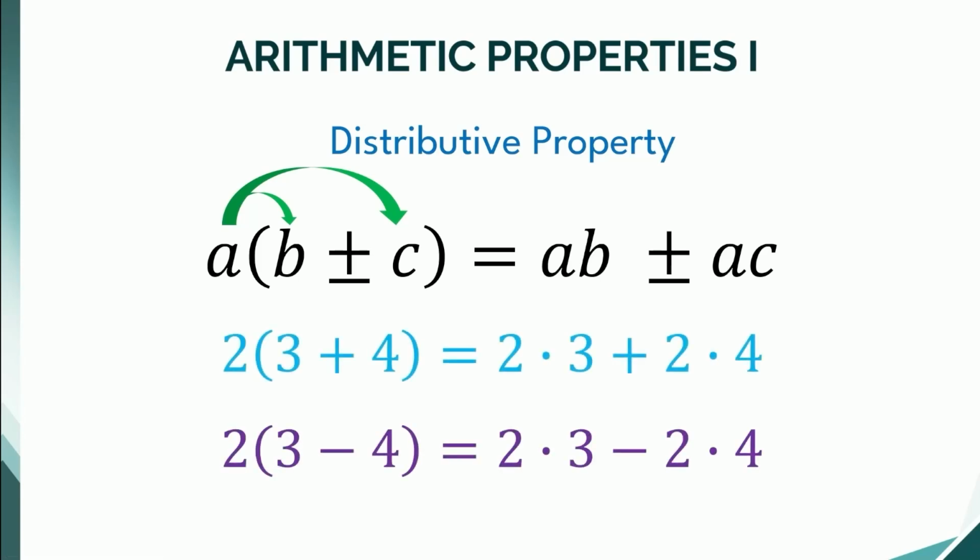Let's do it with the parentheses first on the left-hand side. What is 3 plus 4? So 3 plus 4 is going to be 7. And then we're going to do 7 times 2, right? 7 times 2, which is 14. Do we get the same result on the right if we distribute the 2 first to the 3 and then to the 4? Let's take a look. So 2 times 3 is 6. 2 times 4 is 8. And what is 6 plus 8? It is 14. So yes, we get the same result.